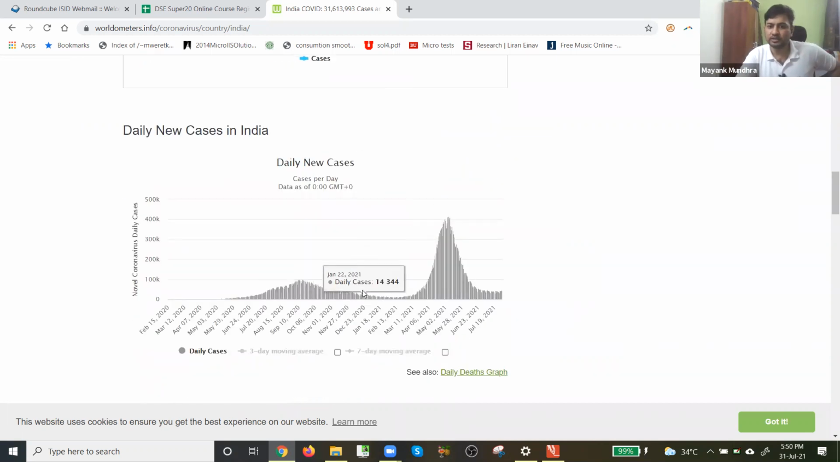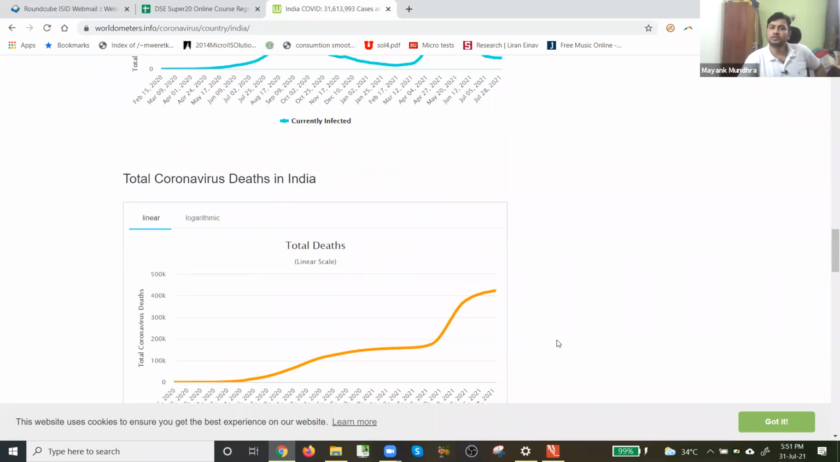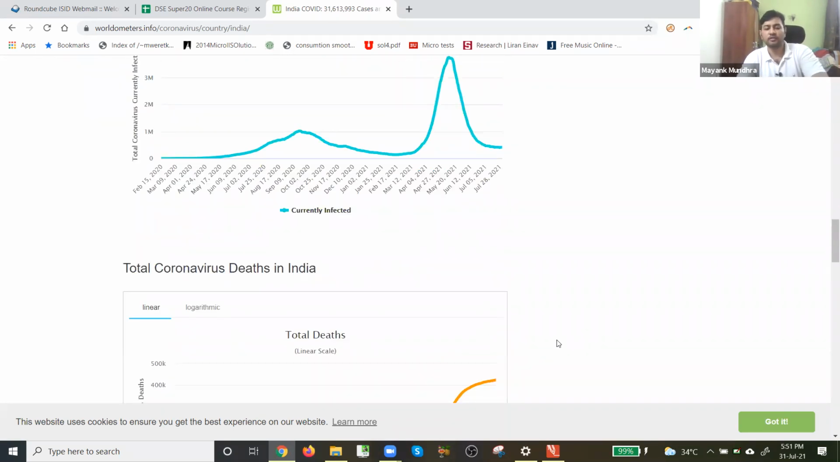So these are the two waves in India. So as you can see, again, this part is convex, and then you get the concave part, and then we have almost reached the flat part right now at 40,000 something. So this is basically the idea of inflection point.